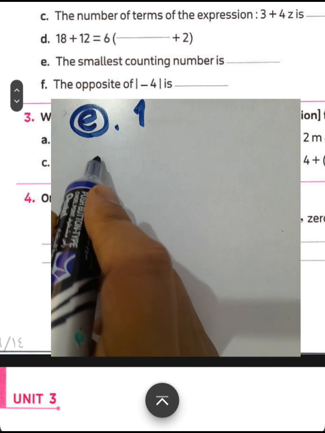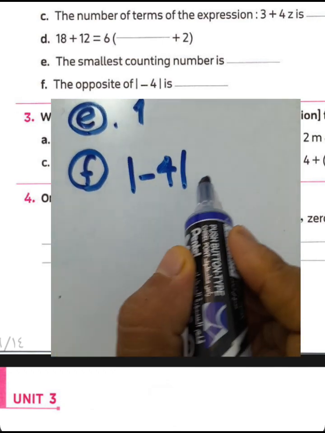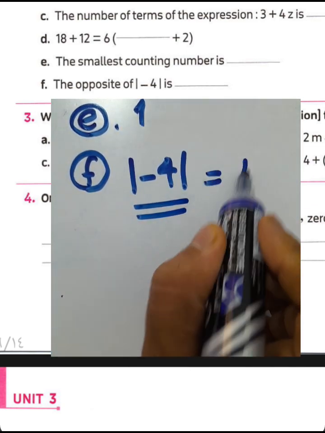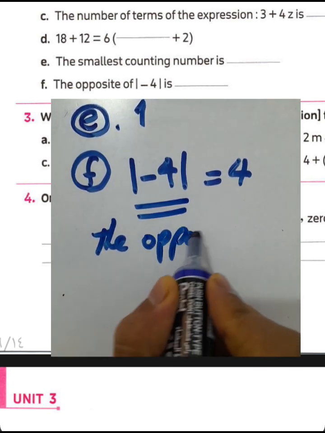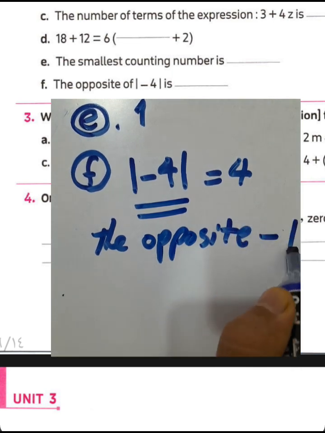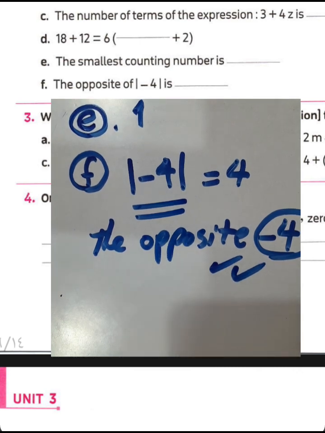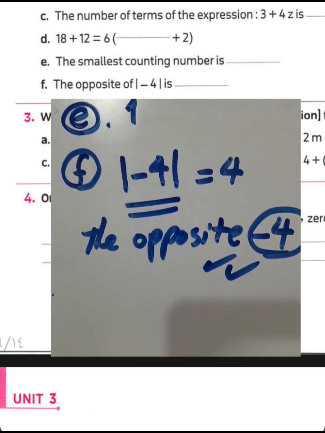Question letter F. The opposite of the absolute value of -4 is, he asked about opposite. We know the absolute value of -4 equals 4. Then the opposite will be what? The result here is -4. First step, you solve the absolute value of -4 equals 4, and the opposite will be -4.